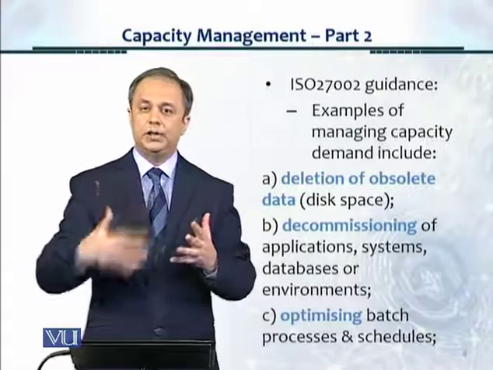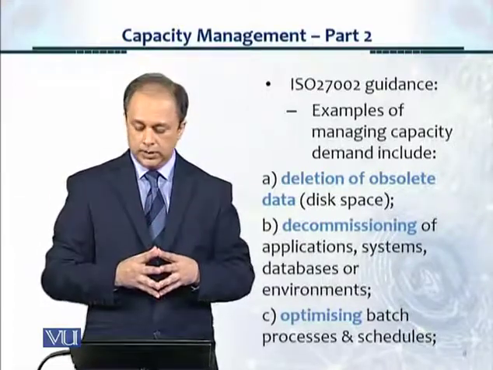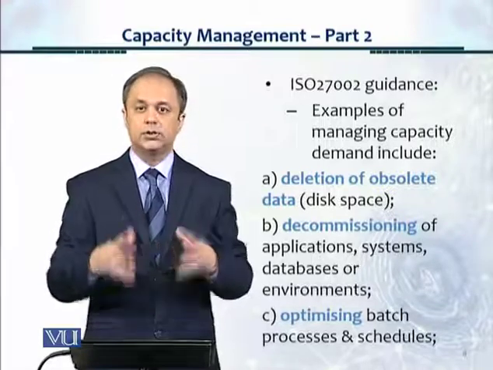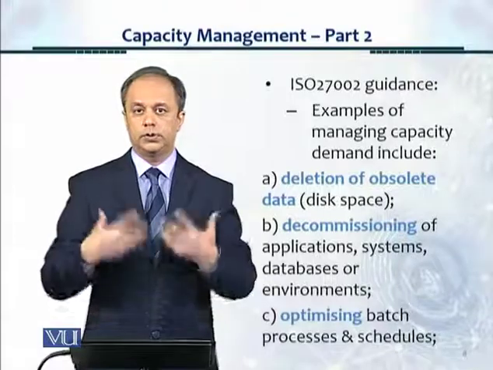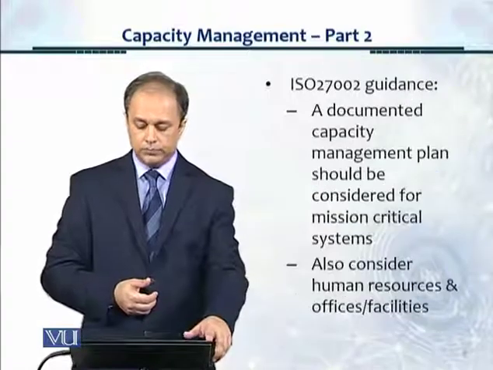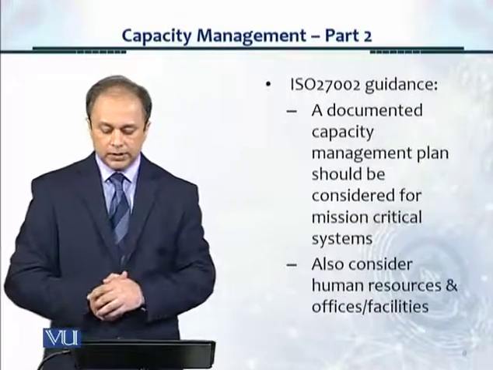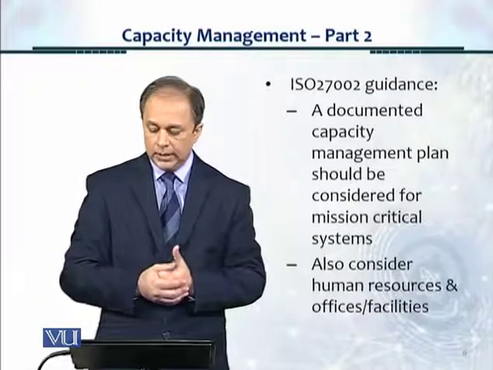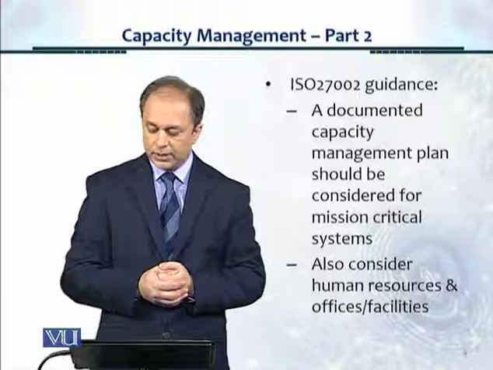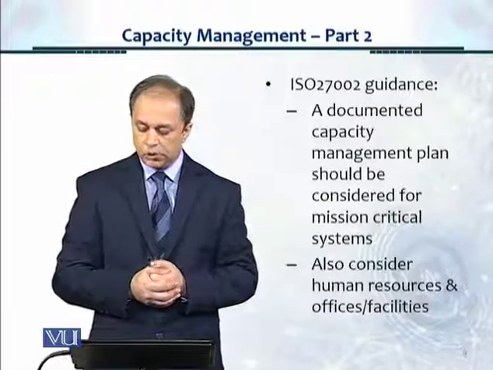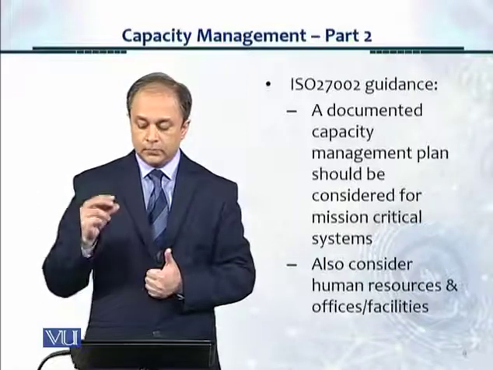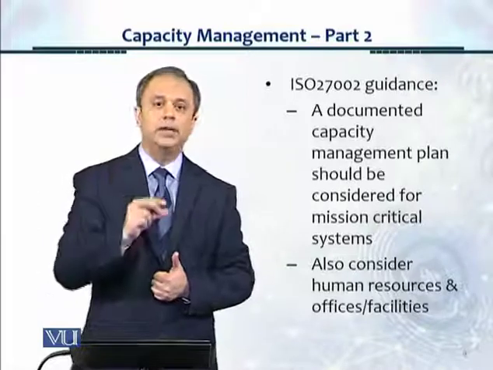So you can retire all these old applications and create space. And optimizing batch processes and schedules. So you can optimize the resources and the processes also. And ISO 27002 guidance, as you can see, is that a documented capacity management plan should be considered for mission critical systems. 27002 is telling us that you should actually document the capacity management plan.